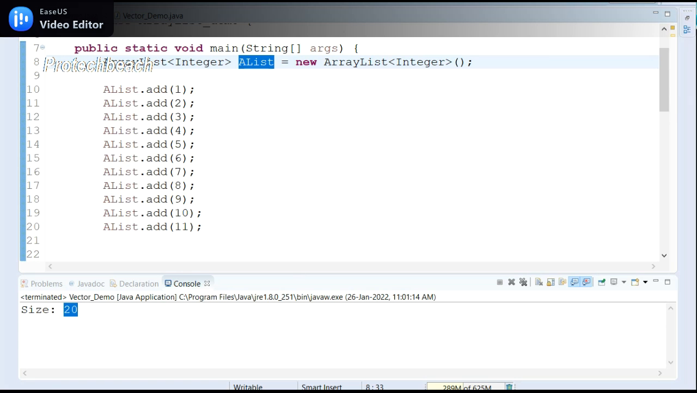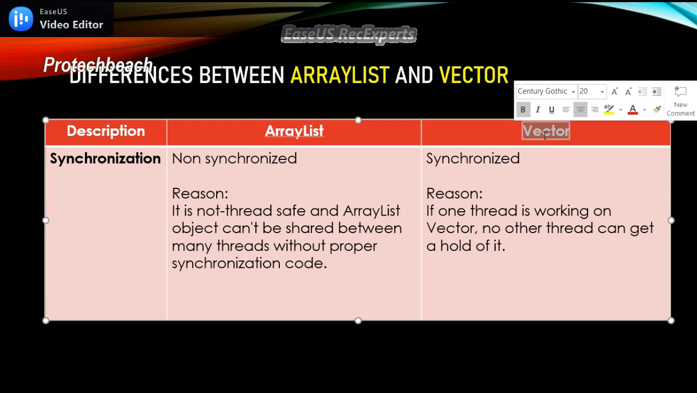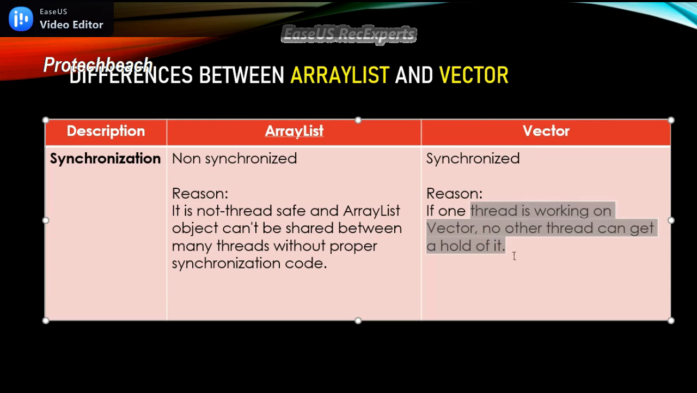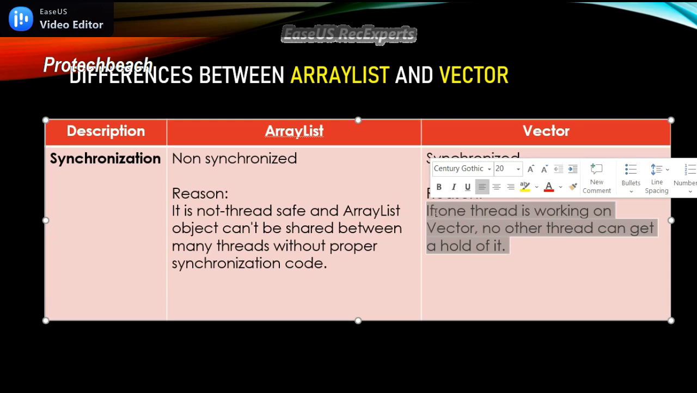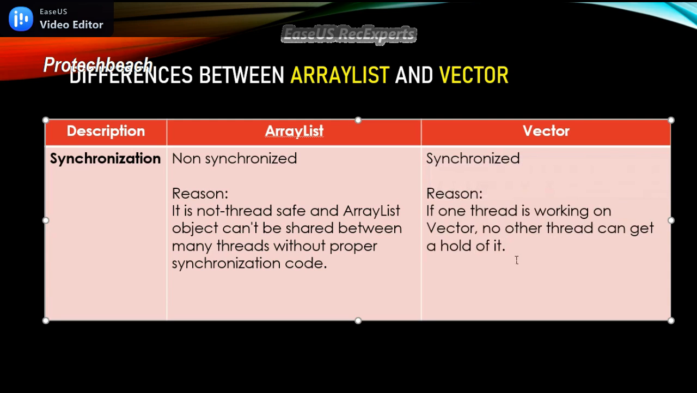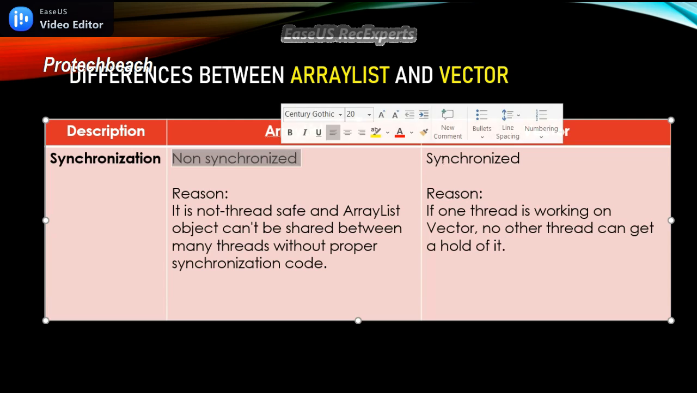But in case of vector, it is not allowing; only a single thread can operate at the same time. Because if multiple threads are trying to work on a vector, it makes a queue. That means after completion of one thread, only the next thread can operate on the vector object. So that is nothing but non-synchronization and synchronization.